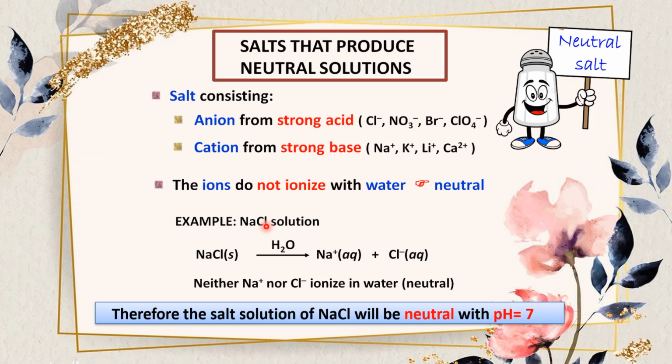For example, sodium chloride solution. So solid sodium chloride is 100% hydrolyzed in water, and it will produce sodium ion and chloride ion. Since sodium ion came from strong base, that is sodium hydroxide, and chloride ion came from strong acid, that is HCl, neither sodium ion nor chloride ion ionize in water. So because of that, the salt solution of sodium chloride is a neutral salt with pH equals to 7.